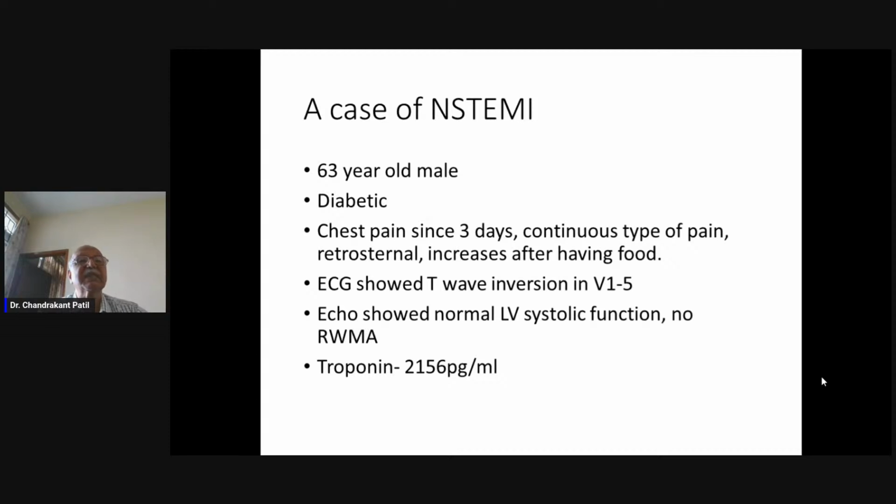So let me just discuss with a case, a case of NSTEMI: a 63-year-old male, a diabetic, with chest pain since 3 days, almost continuous, retrosternal, and increasing after having food rather. ECG showed T wave inversion in V1 to V5. Echo showed normal systolic function and no regional wall motion abnormalities, but you see the troponin is elevated, 2156 picogram.